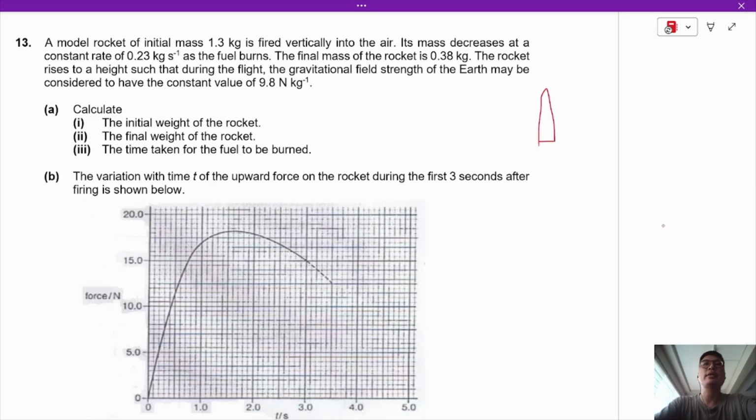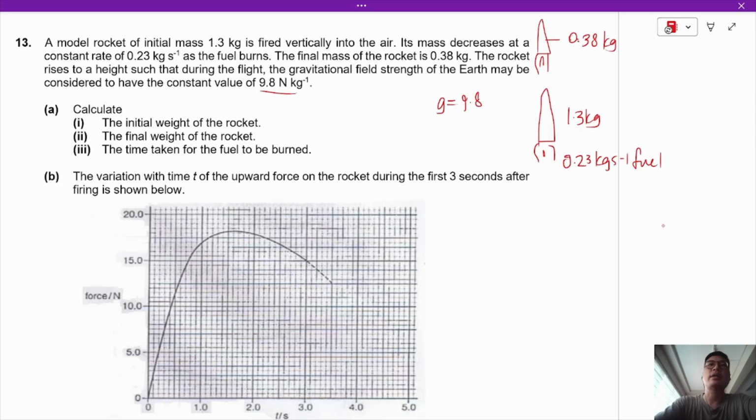Here's a model rocket. The mass initially is 1.3 kg. Then after that, it burns fuel. The fuel used is 0.23 kilograms per second. And then it flies up into the air, and the final mass of the rocket after some time is 0.38 kilograms only. They say take g equals 9.8 meters per second squared. So calculate the initial weight of the rocket.